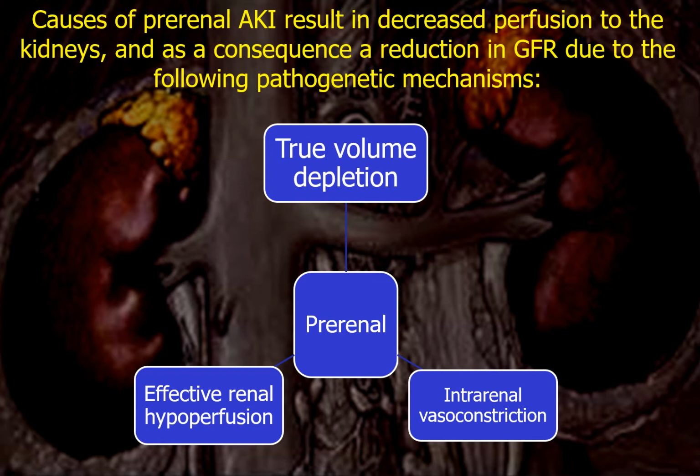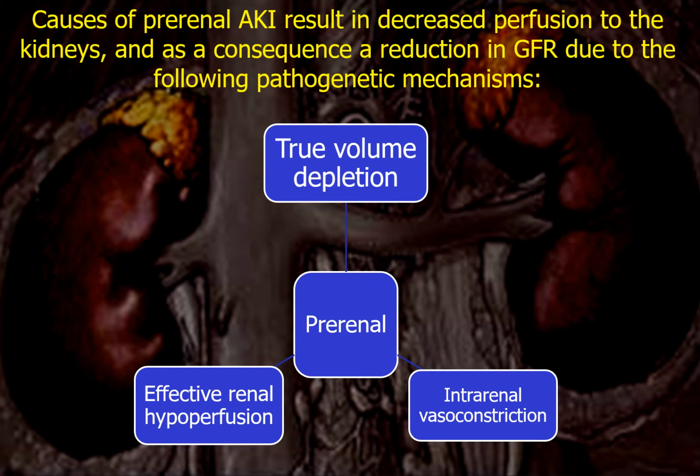Prerenal AKI can also be a result of effective renal hypoperfusion, such as in the case of decreased arterial pressure, such as in patients with heart failure. It can also occur when there's systemic vasodilatation due to decreased intravascular volume despite normal or increased total body water, such as in the case of septic shock, neurogenic shock, or cirrhosis.